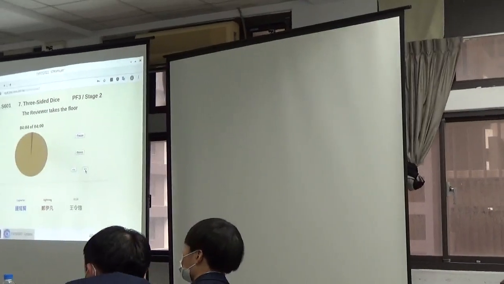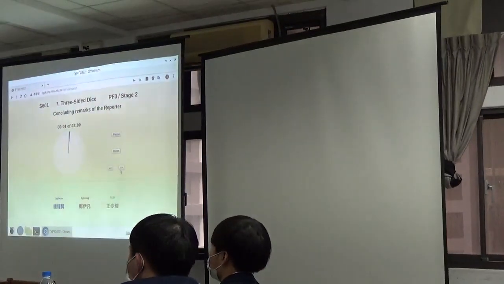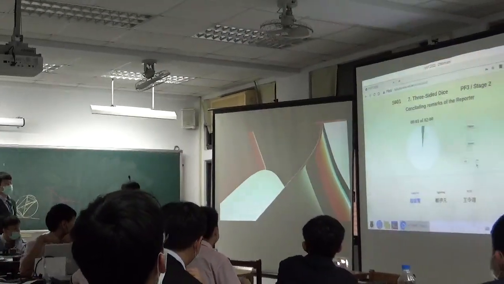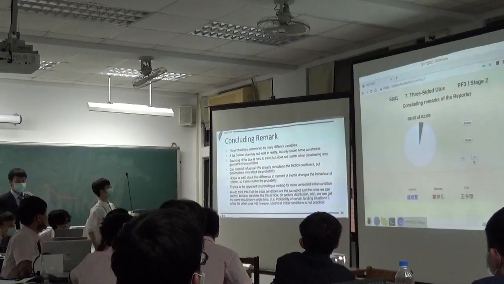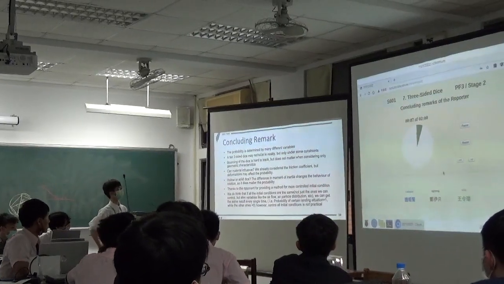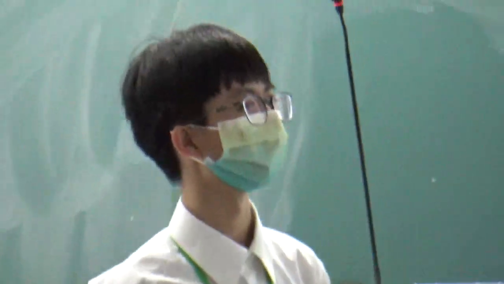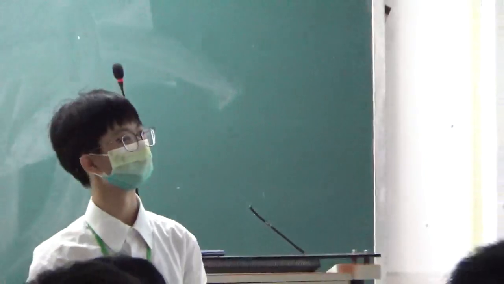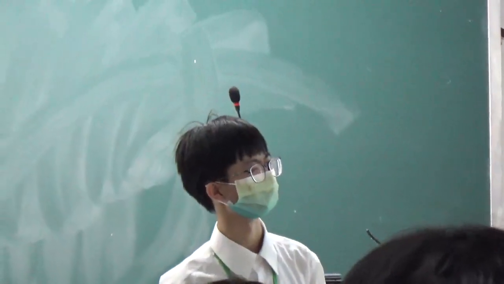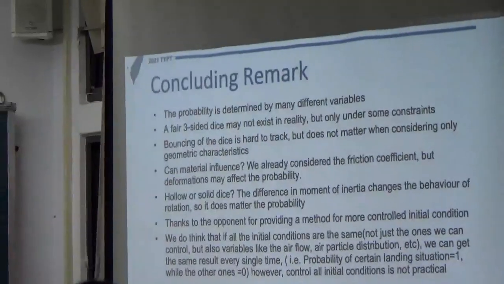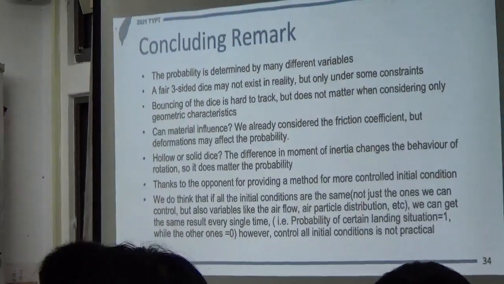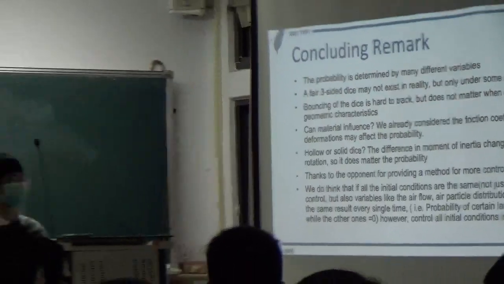Concluding remarks of the reporter, 2 minutes. So here's my concluding remark. First, the possibility is determined by many different variables, and the fair three-sided dice may not exist in reality, but only under some constraints. And bouncing of the dice is hard to track, but does not matter when considering only geometric characteristics.